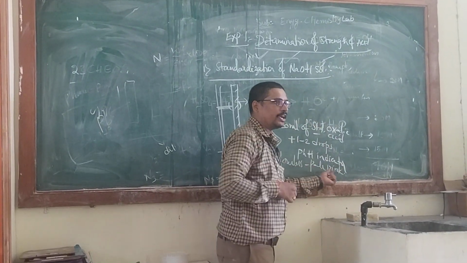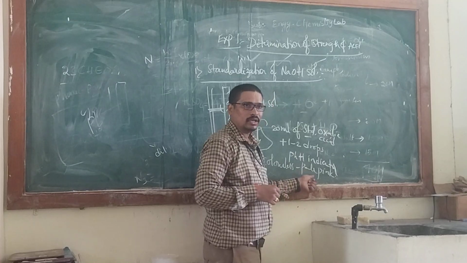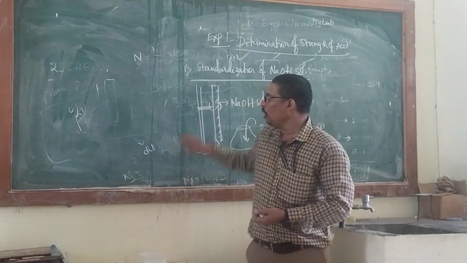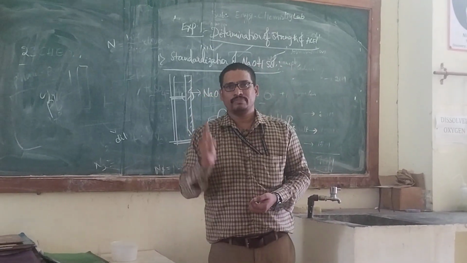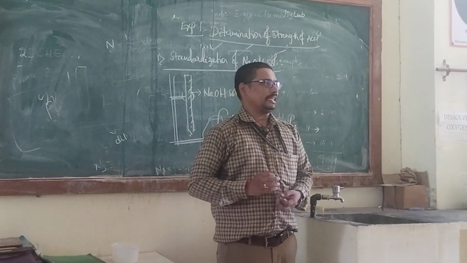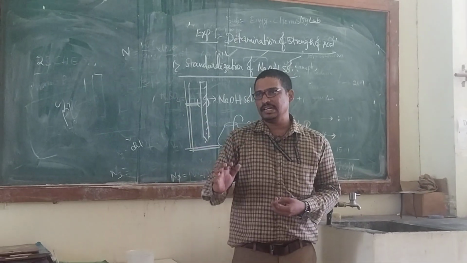So once you got the end point of the titration, stop the titration and note down the volume of NaOH consumed for titration 1. So this is the first step of the titration. How is it to be done? Let me tell you once again.